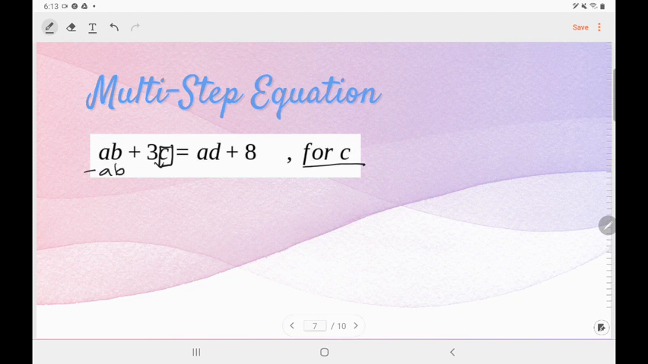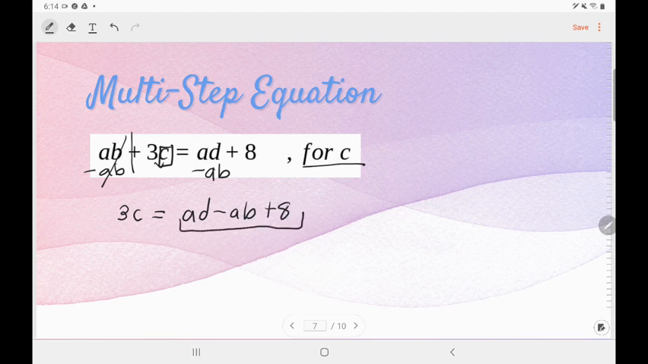Now, some of you may be tempted to divide because A and B are being multiplied, but remember, I'm getting rid of just that term, and that term is being added. So on this other side, I'm going to subtract AB. That's gone. And on the right-hand side, I'm left with 3C is equal to. Now, notice that even though these both have A's, the second thing's not the same, so I have to leave it separate. AD minus AB plus 8. And I can actually reorder this in any order I want as long as I'm subtracting AB.